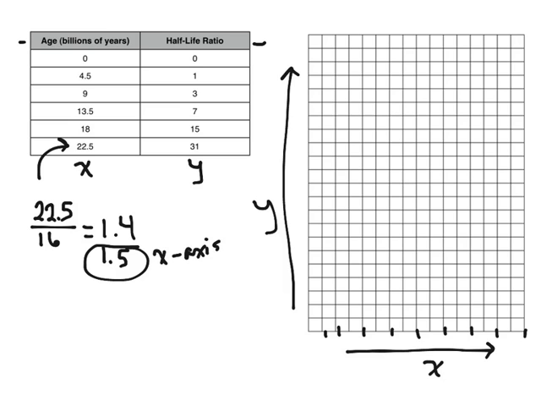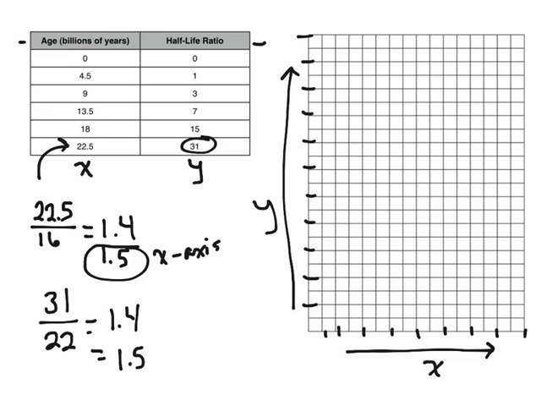Our y-axis, we have 1, 2, 3, 4, 5, 6, 7, 8, 9, 10, 11, 12, 13, 14, 15, 16, 17, 18, 19, 20, 21, 22. So our largest y value is 31. So we're going to divide that by the 22 squares, and we also get 1.4. That was not intentional. So again, we're going to round that to 1.5 for our y-axis.